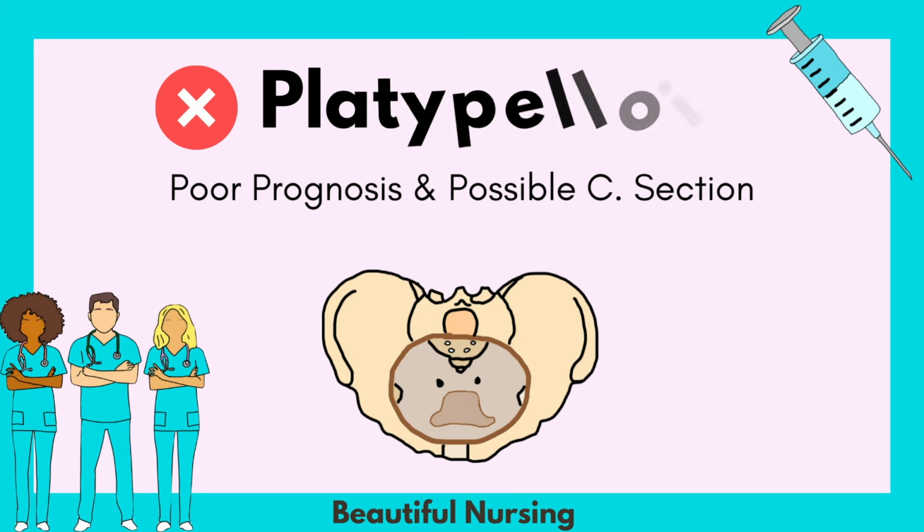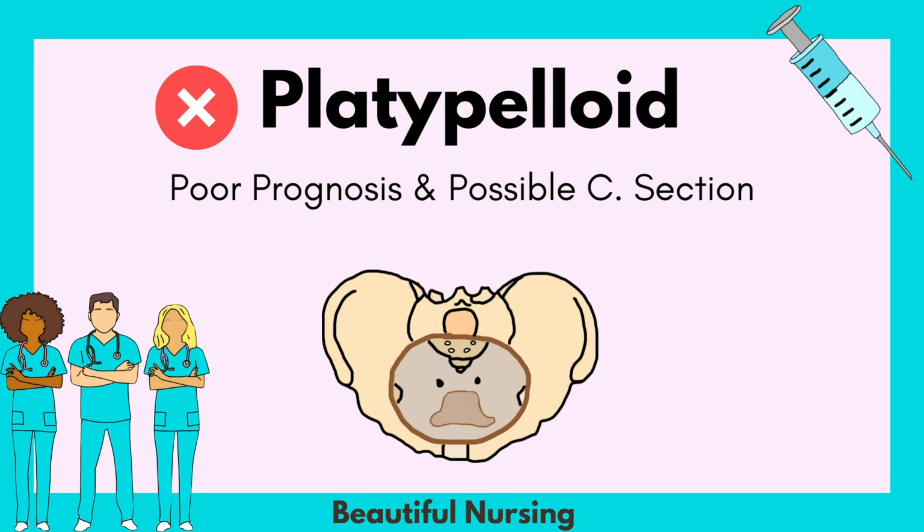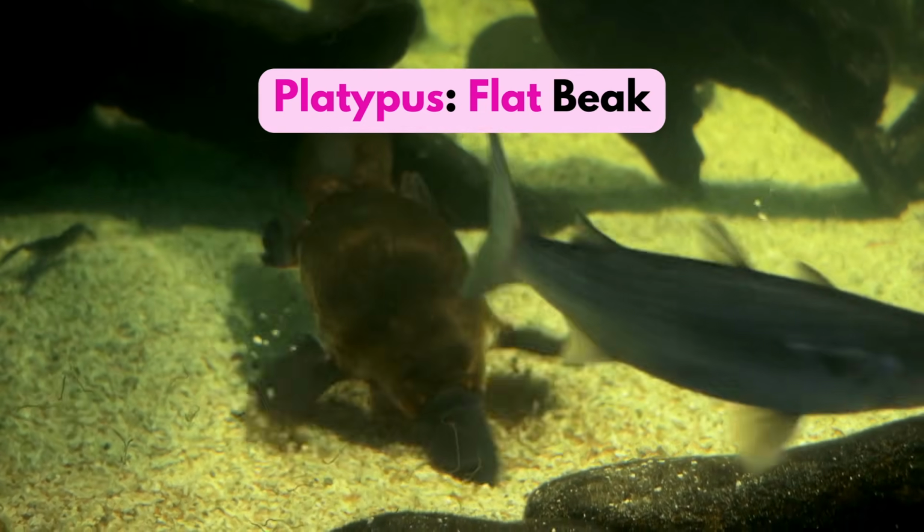And then the last type of maternal pelvis is a platypelloid. So this one actually is flat, so it looks like the flat beak of a platypus. And the platypelloid also has a poor prognosis and usually leads to a C-section. So if you remember one thing, it's that we like to give birth to tiny cute little pumpkins and humans. We do not like to give birth to aliens or platypuses.